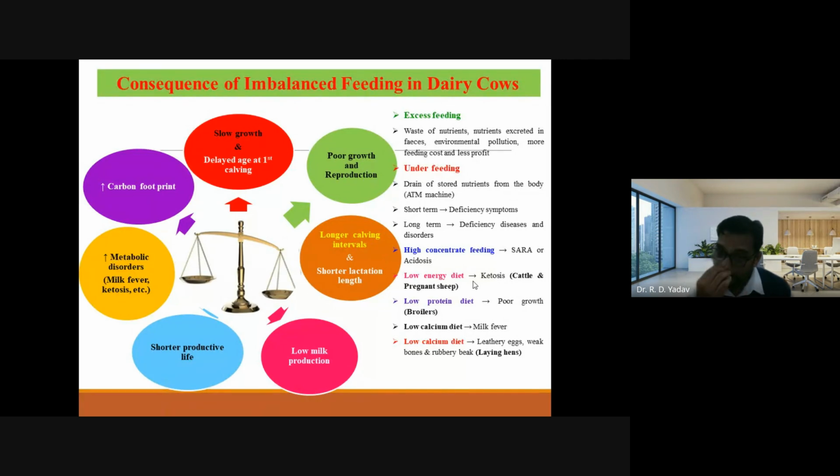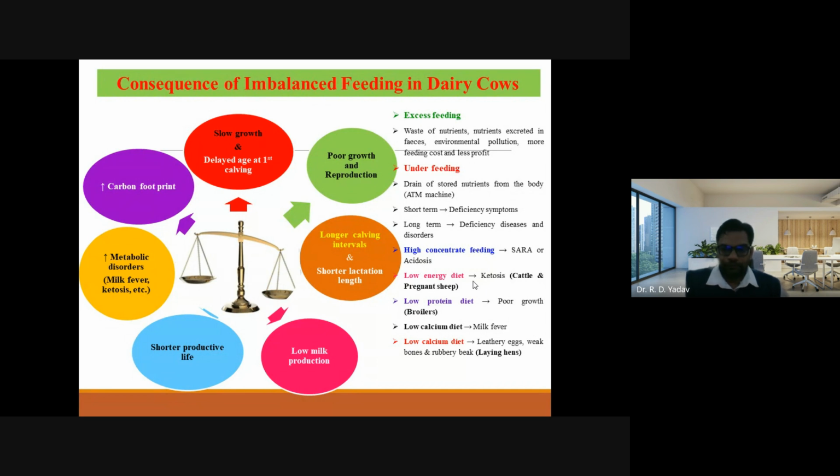If you are feeding a high concentrate diet due to the imbalance, the first condition that comes is SARA, subacute ruminal acidosis, and if we continue the same, it will convert into clinical acidosis. And if you feed a low energy diet, ketosis will occur. Cattle and sheep are more prone to ketosis due to the low energy content of the feed. Animal body weight deteriorates, BCS deteriorates day by day, and low milk production takes place.